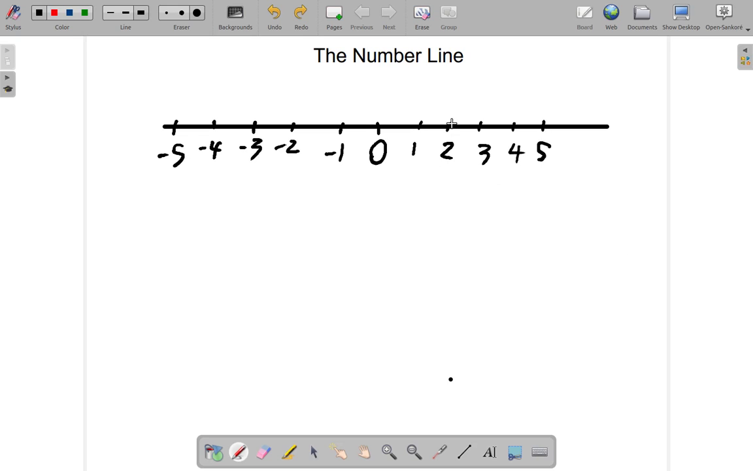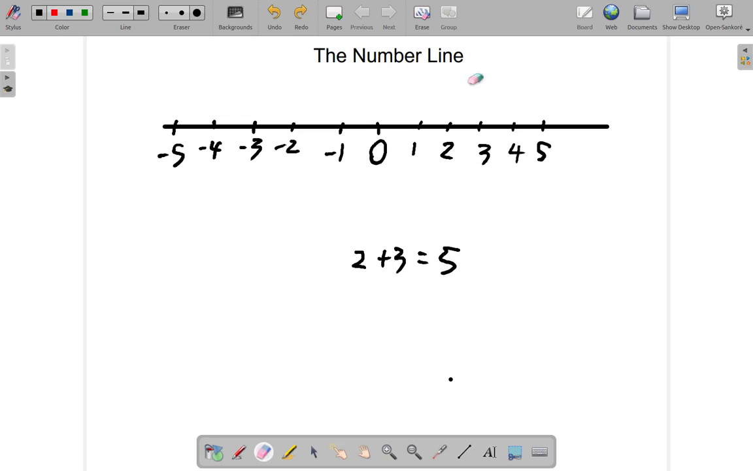Now, here I can use a number line to add two numbers. If I say I want 2 plus 3, what is 2 plus 3? I identify 2 and I go 1, 2, 3 places to the right, and I end up over 5. So 2 plus 3 is 5.